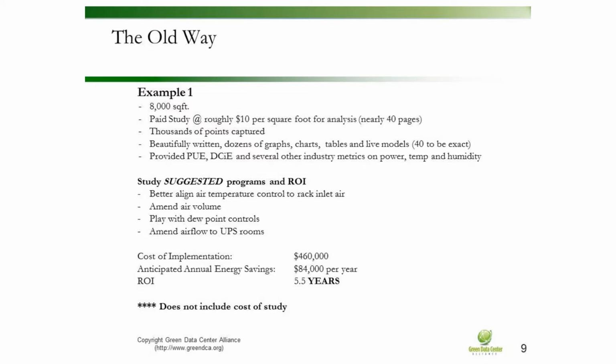It suggested programs in ROI to better align temperature control to rack outlet and inlet air, amend air volume, play with dew point controls, amend airflow to the UPS rooms. The UPS rooms were outside of the main data center. So the total cost of implementation was $460,000. That does not include the $80,000 you put out front to get this analysis. And the anticipated annual savings was $84,000 a year, and your return on investment was 5.5 years, right?